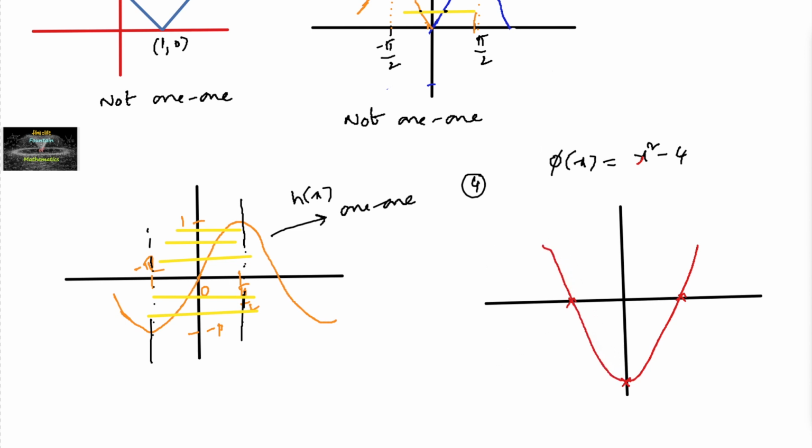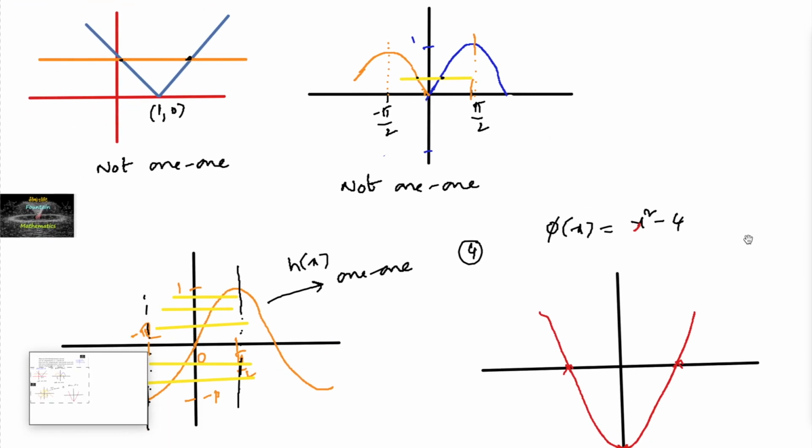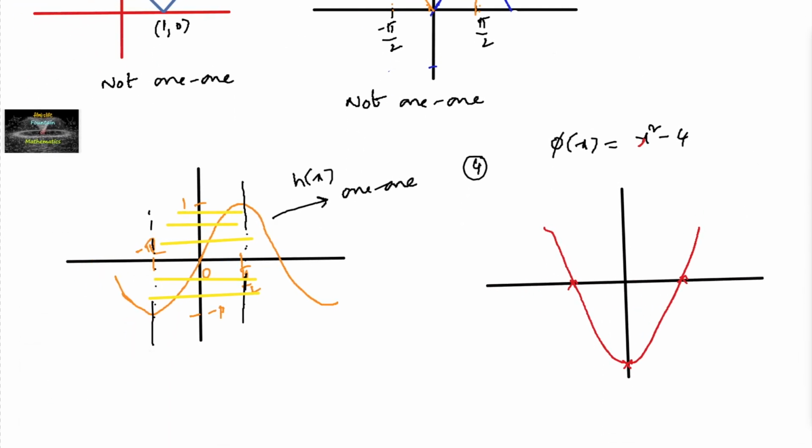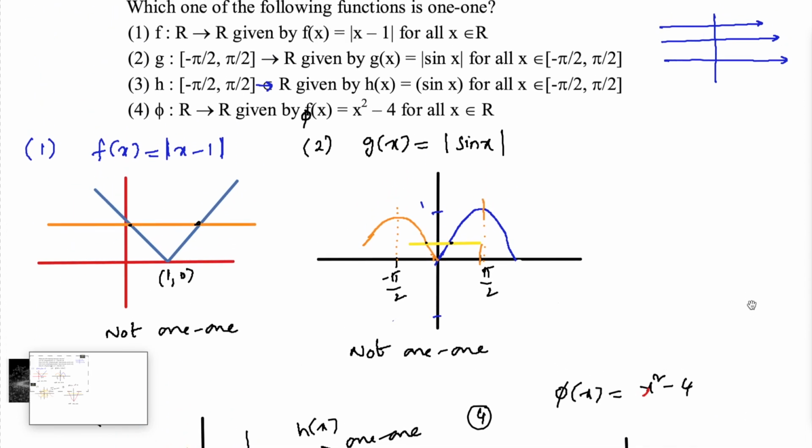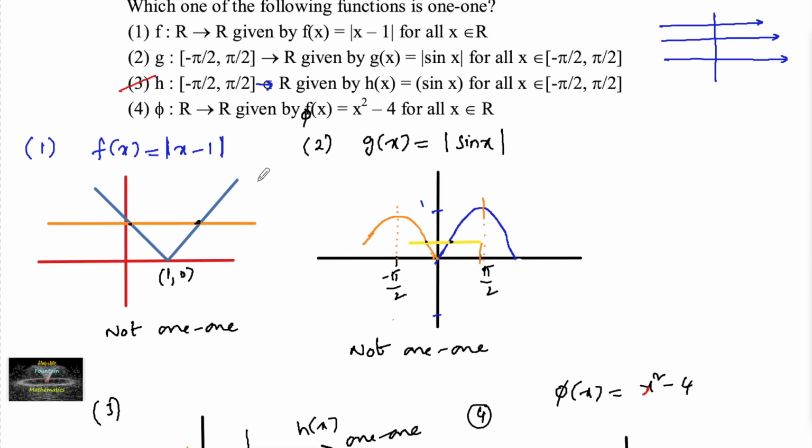Okay. And the domain and range are given from real numbers to real numbers. So very clearly we can say that here if a line is drawn parallel to x-axis, it cuts at more than one point, and hence this function is also not one-to-one. So among the four options, we can confirm that the third one, that is h of x is equal to sin x from minus pi by 2 to plus pi by 2, is the only one-to-one function, and hence we can give this answer, third option. Okay.